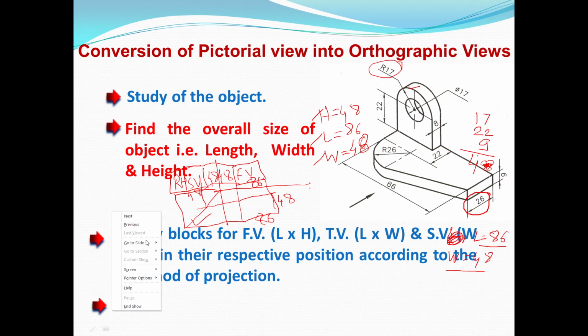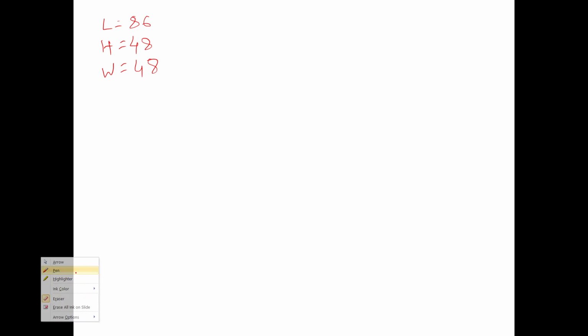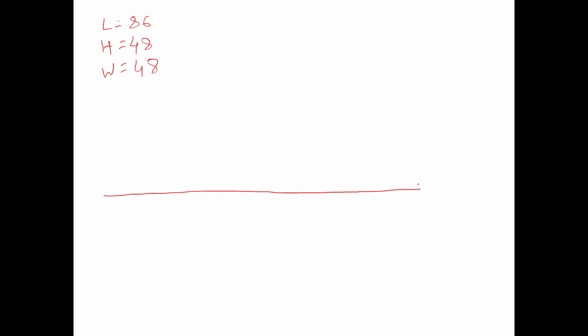Okay, so we'll take another screen, a white screen, and on this screen I will draw the positions of the front view, top view and side view. We know the length, height and width. So what is the length? Length is 86, height is equal to 48, and width is equal to 48. Okay, so draw the xy line.